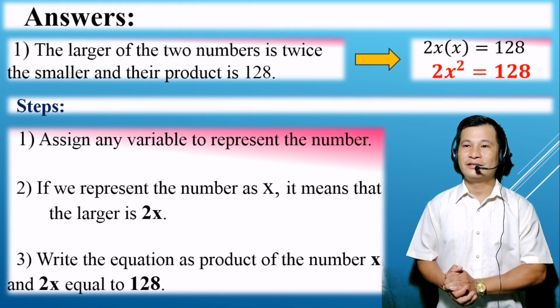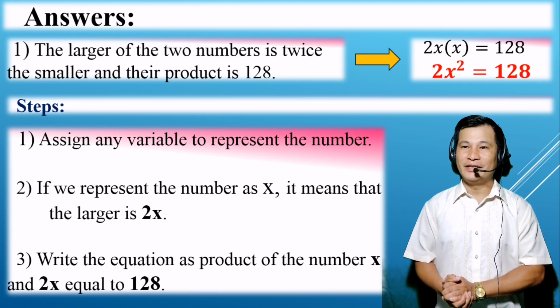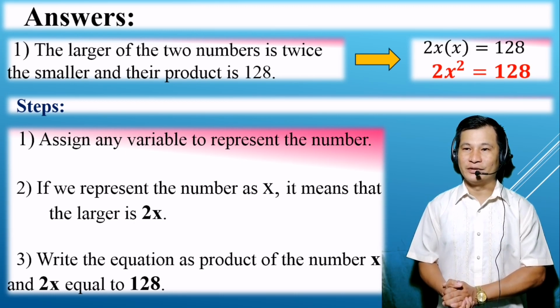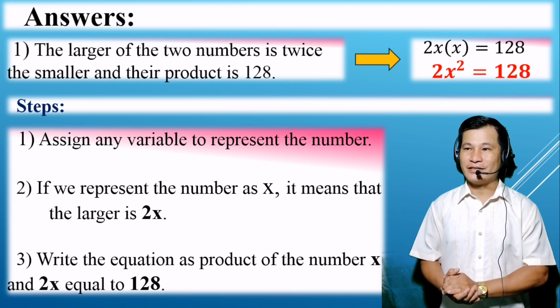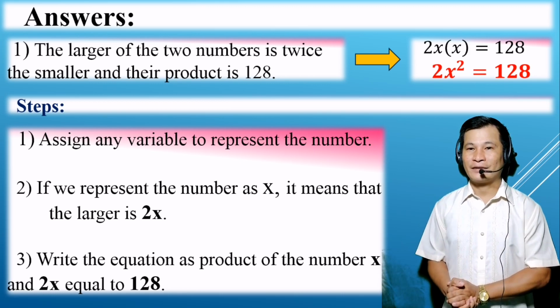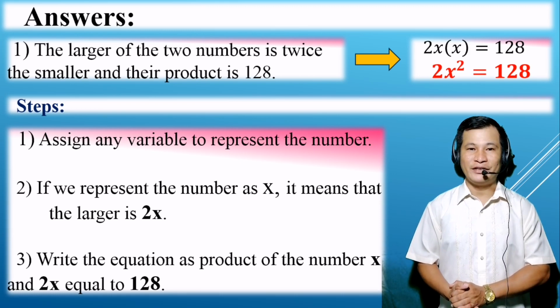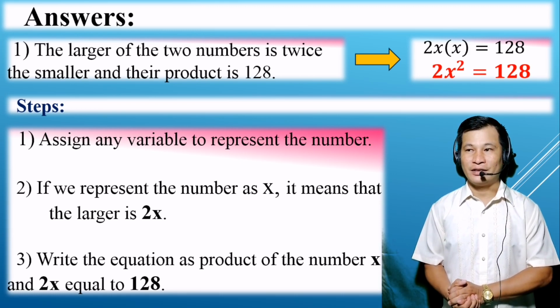Number 1, the given is the larger of the two numbers is twice the smaller and their product is 128. We have 2x times x equals 128. And then simplifying, we have 2x squared equals 128.